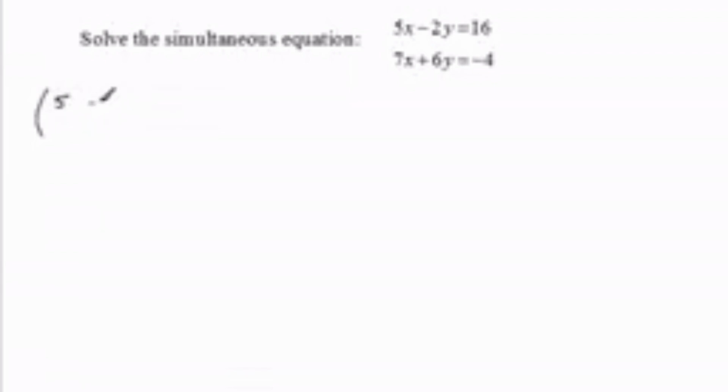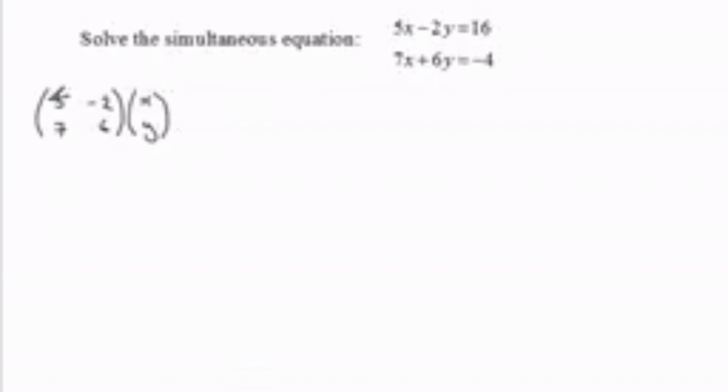We can say 5 here and -2. We just take the x and y coefficients. And then for the bottom line here, we take 7 and 6. So just put 7 and 6 there. And then we multiply this matrix by x and y.